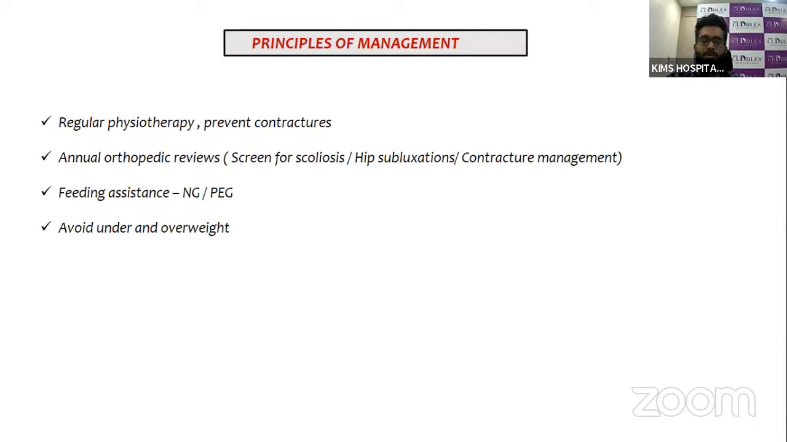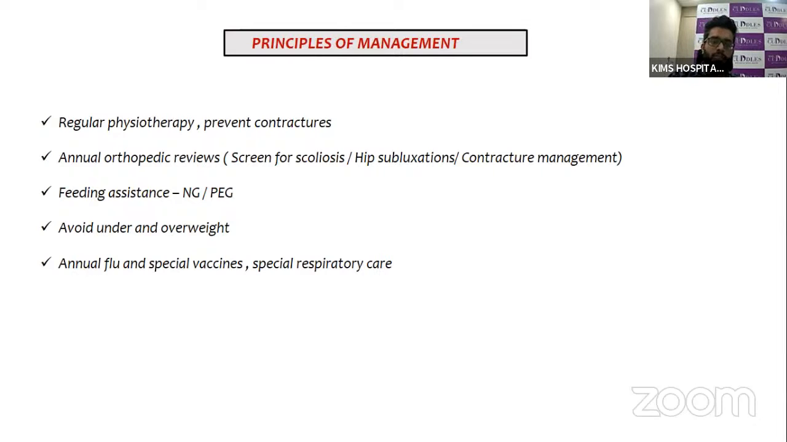Avoid both underweight and overweight, because underweight, again, malnourishment is not good for the muscle tone, but overweight also adds more weakness to the muscle. And if you know that, they have a lot of problems with respiratory secretions, pooling of secretions, and coordination issues, oromotor coordination issues. So they're prone to have a lot of pneumonias. And that's one of the most common causes of mortality in these children.